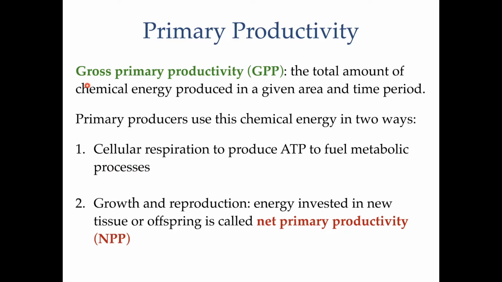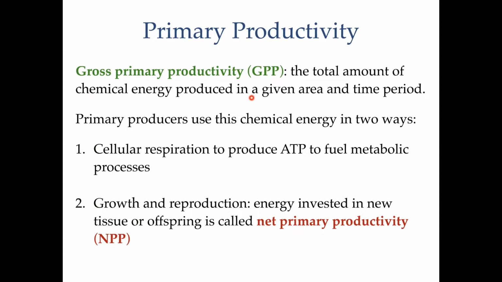Another part of this gross primary productivity is what the organism is going to use to grow and to reproduce. And so this energy is what is going to be available in the form of biomass, available for the next trophic level. And this is what we call net primary productivity. So we usually represent this as GPP and NPP.